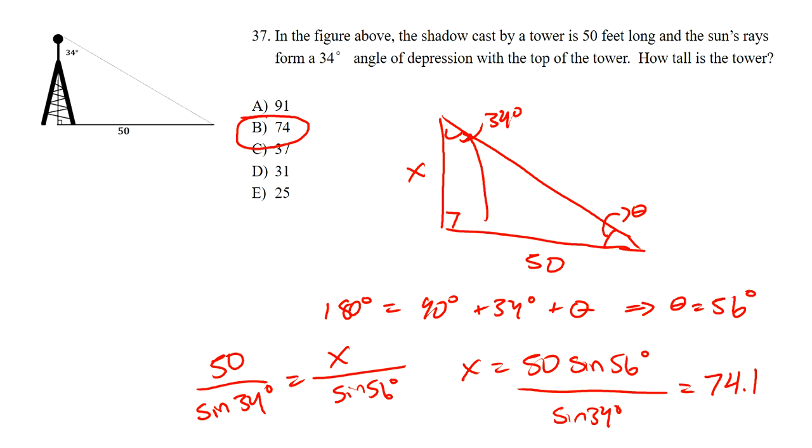And notice that this figure is a little bit deceptive because it's not drawn to scale. So 34 is actually a much smaller angle than 56. So you would expect the tower to be much larger or taller than its shadow is long. So once again, B is our final answer.